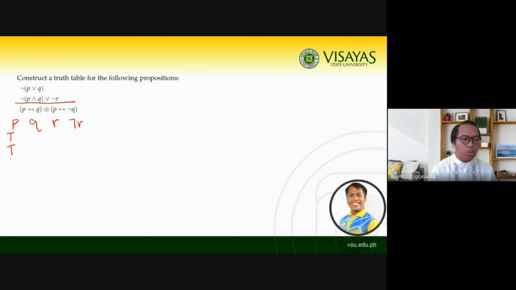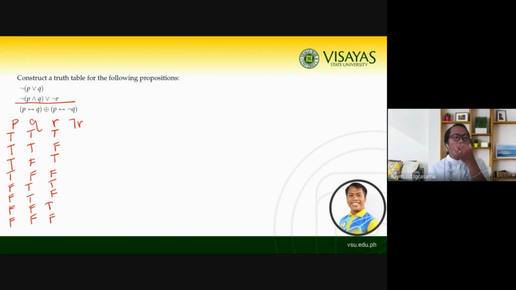Four true, then four false. Then two true, two false, two true, two false. Then one by one: one true, one false, one true, one false, one true, one false, one true, one false. That's the combination. I gave you the pattern so you can familiarize yourselves. Then not R is just the opposite of R: F, T, F, T, F, T, F, T. Did you follow, class?